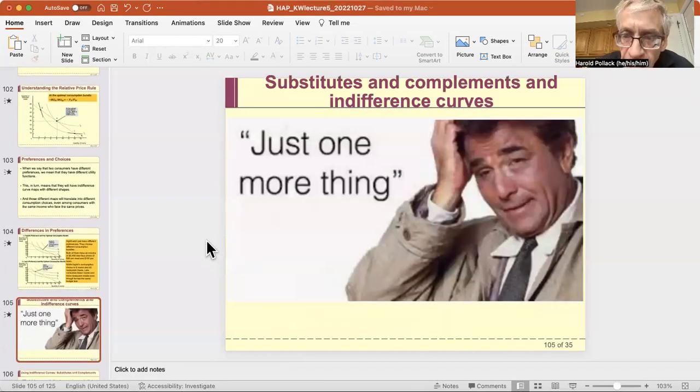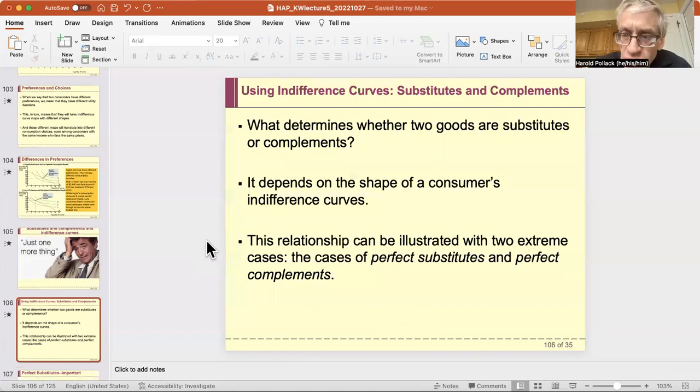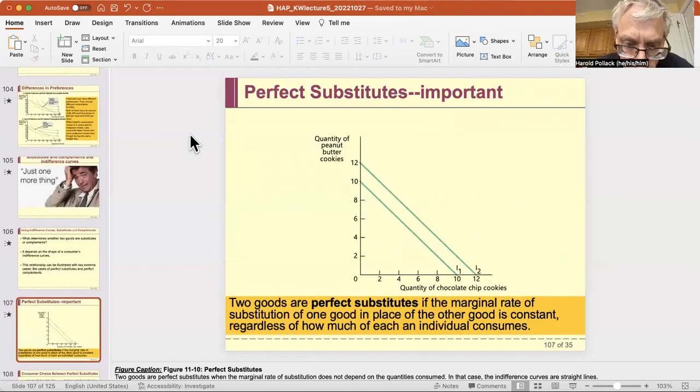Now let's talk about substitutes and complements. That's Peter Falk. So what determines whether goods are substitutes or complements? It depends on the shape of a consumer's indifference curve. And let's just talk about some extreme cases, perfect substitutes and perfect complements. Okay? Here's perfect substitutes. Two goods are perfect substitutes if the marginal rate of substitution of one good in place of the other is just constant no matter how much we're consuming.